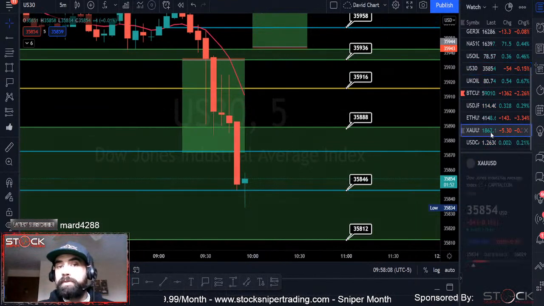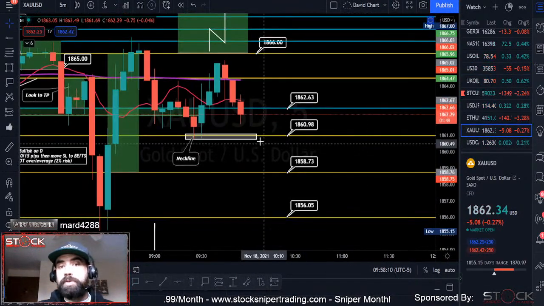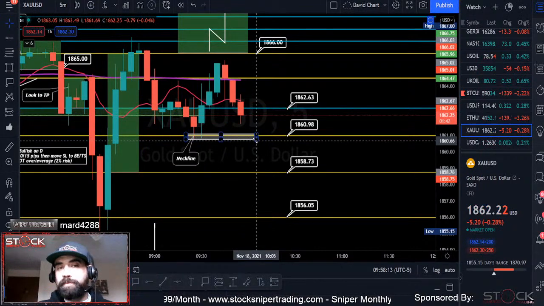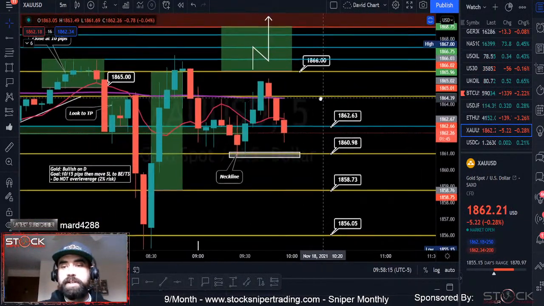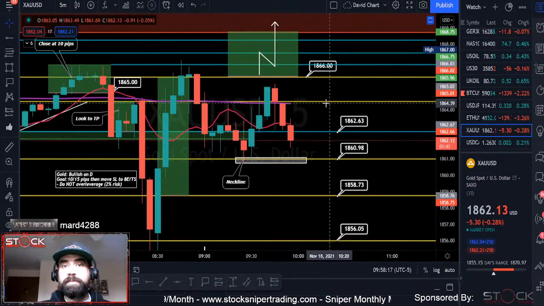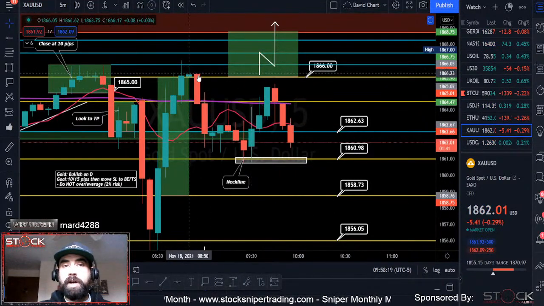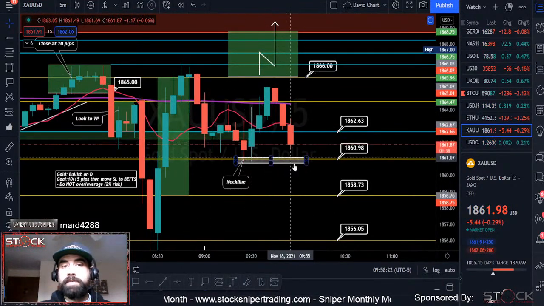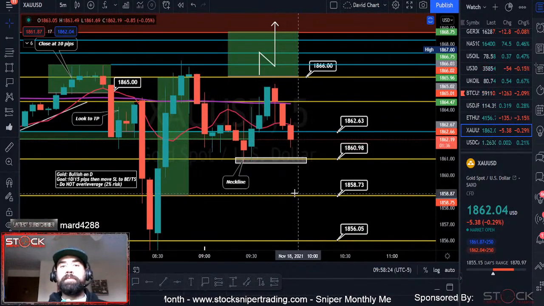Okay, we'll check out gold. Gold is still forming that neckline here. You can start to see top, top, neckline. We'll see if it's going to dump down. We'll watch gold now.